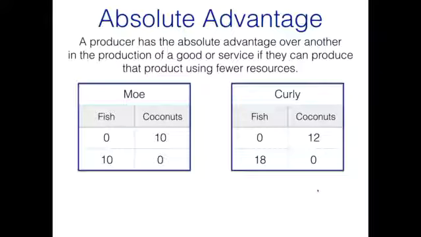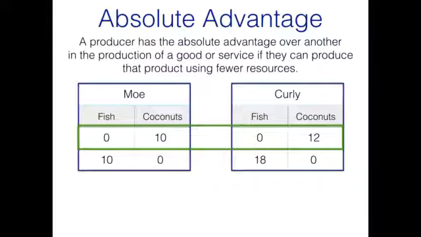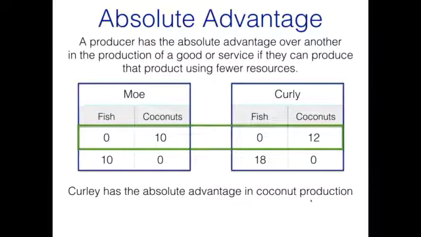So how do we determine who has the absolute advantage in production? Here we are just going to concern ourselves with the scenario where both Mo and Curly specialize in coconut production. So they're going to both be spending all of their time collecting coconuts and spending no time fishing. So if we take a look at that, you will note that in a given day, Mo can collect 10 coconuts while Curly could collect 12 coconuts when they both spend all their time collecting coconuts.